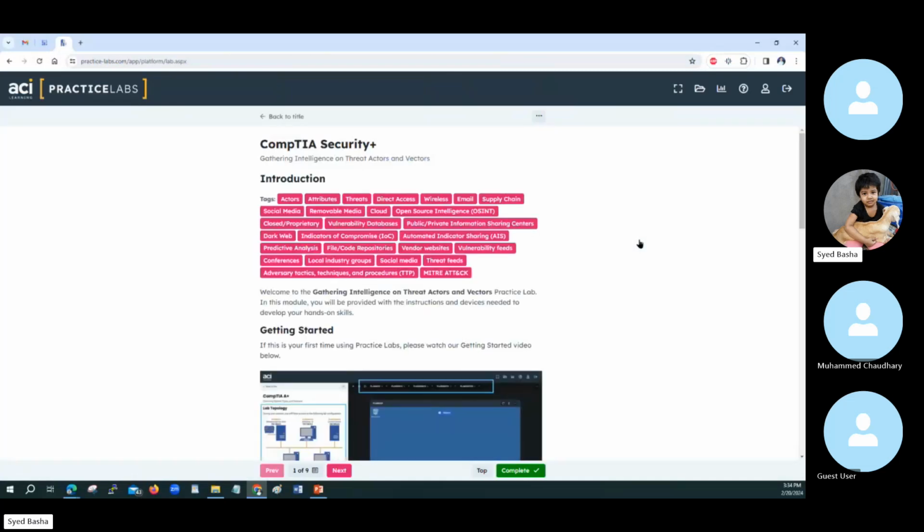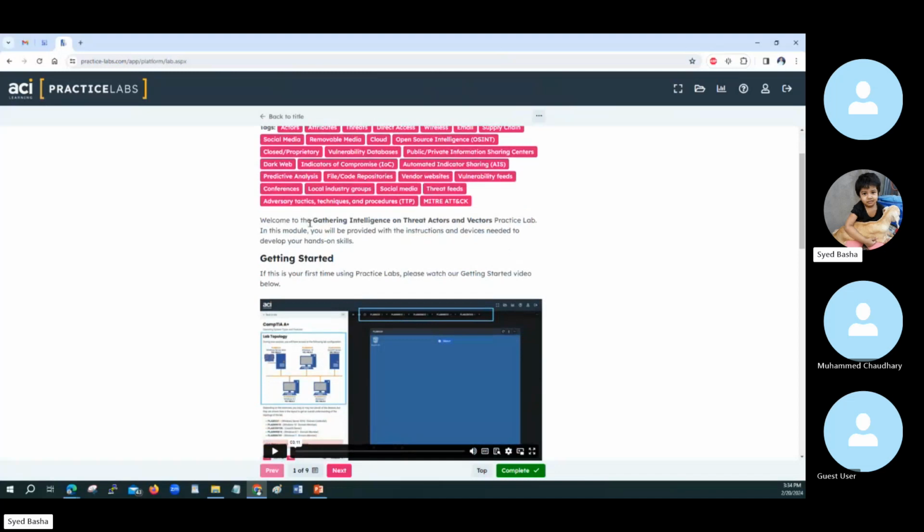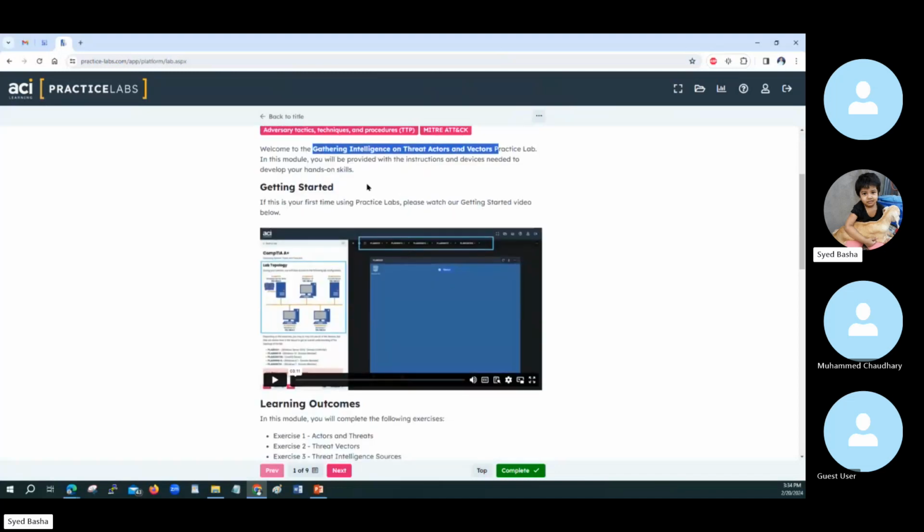Okay, this is how you launch it. See this, these are some tags, which we will learn in this lab. So welcome to the intelligence, threat actor and threat vectors practice lab. This is the lab, and we'll be having these four or five computers, and they will ask us to do something.